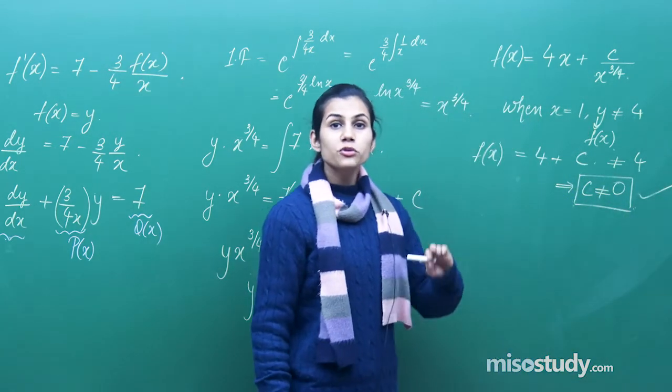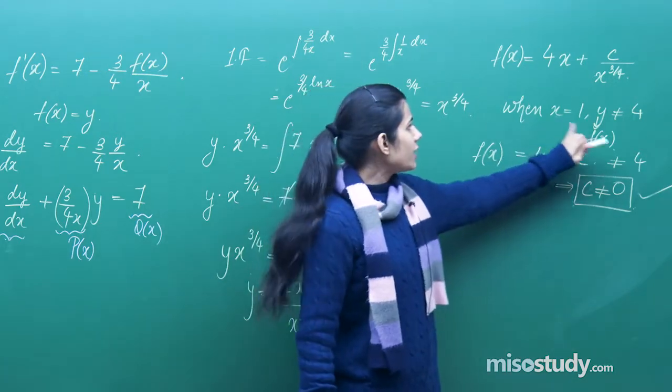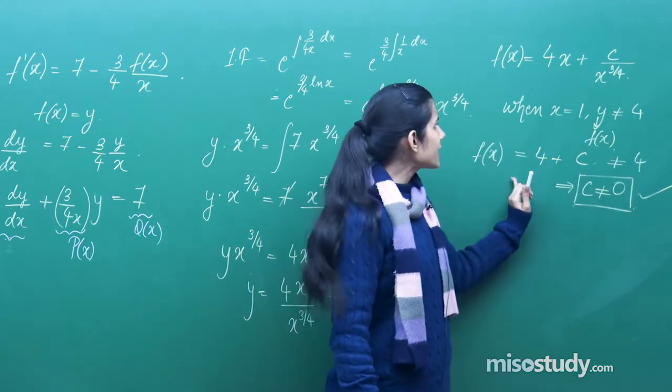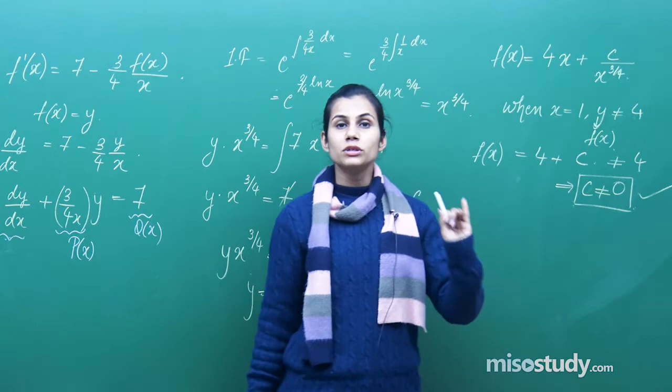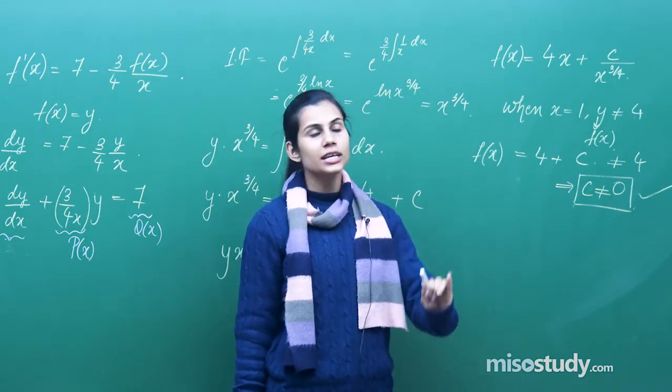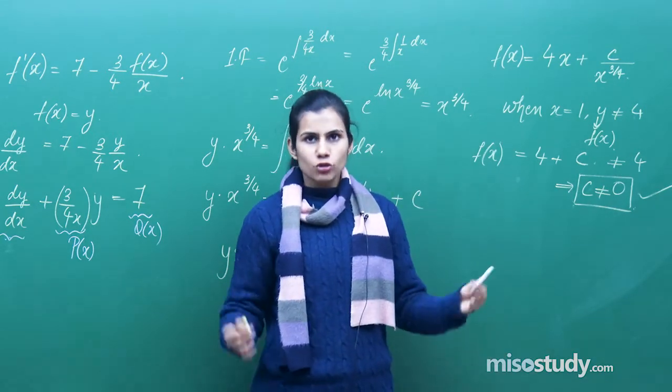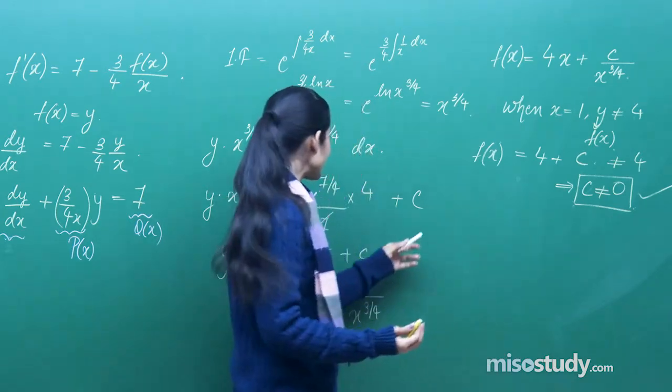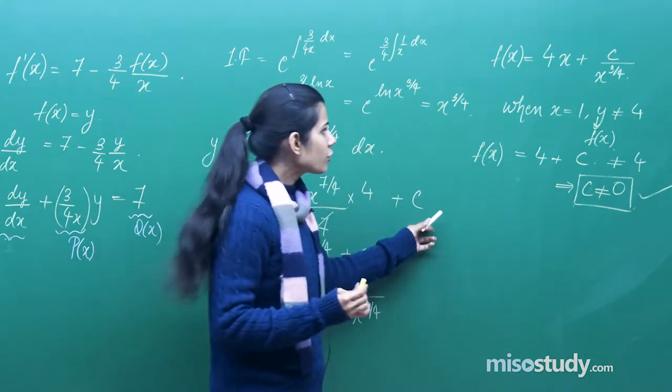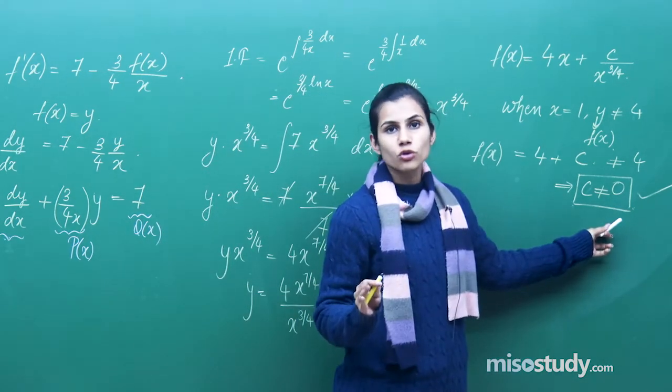The question is trying to give you this. When x is 1, y is not equal to 4 means when you put x equals 1, then c is not equal to 0. The constant of integration is a non-zero constant. You don't know what is c, right? You don't have the exact value of c. But one thing the question is trying to give you, that it is a non-zero constant.